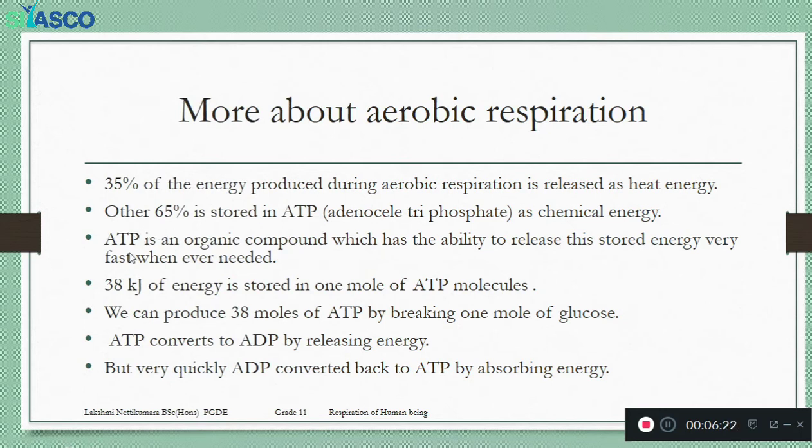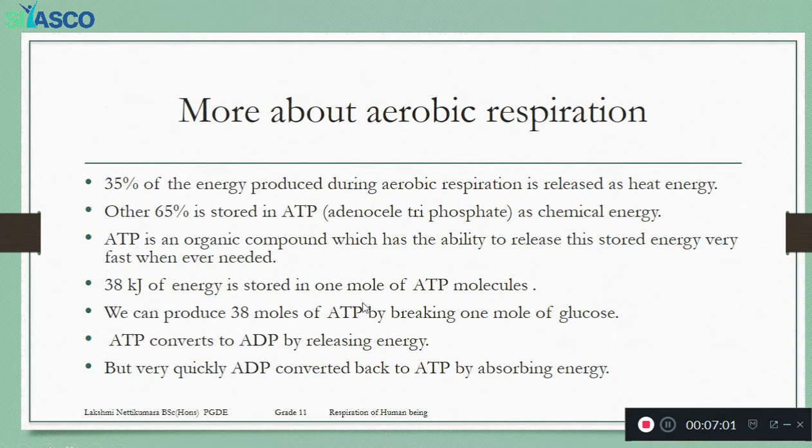Then what will happen to this ATP? It converts into ADP, releasing one phosphate group. So now there are no more three. ATP means three phosphates; ADP means adenosine diphosphate. Adenosine diphosphate forms after converting, releasing energy. But it won't stay like this for a longer period of time. Again, it will absorb energy and form ATP again.